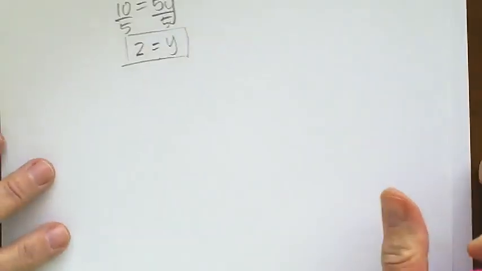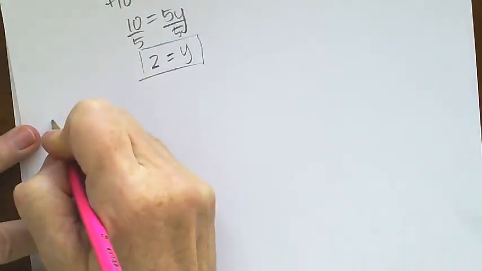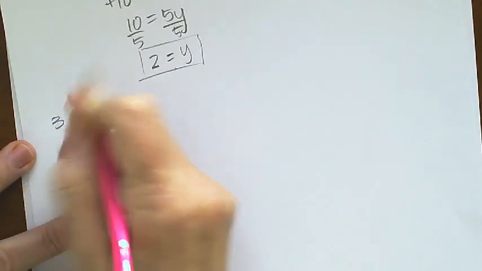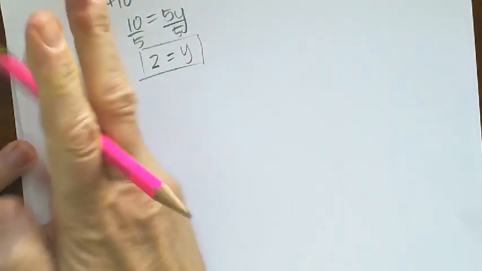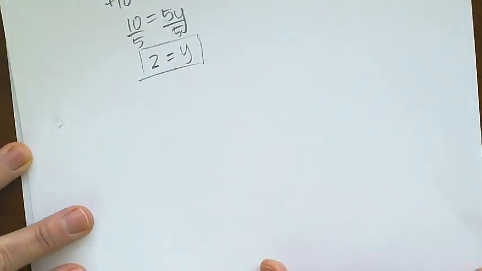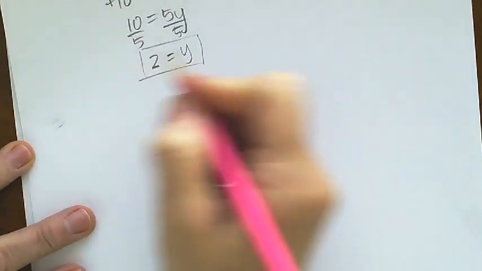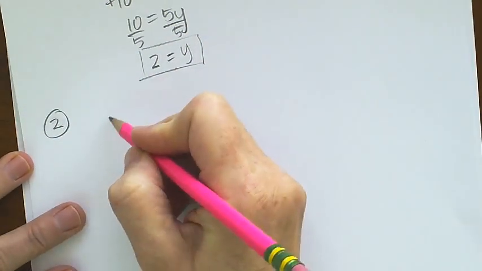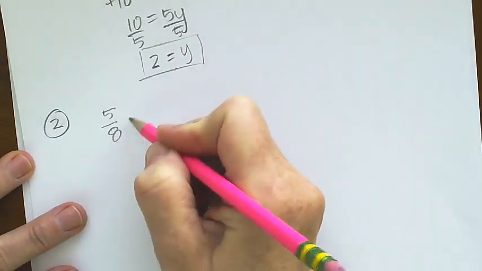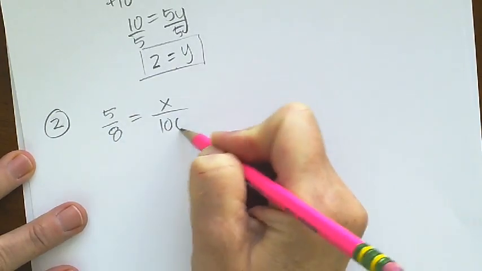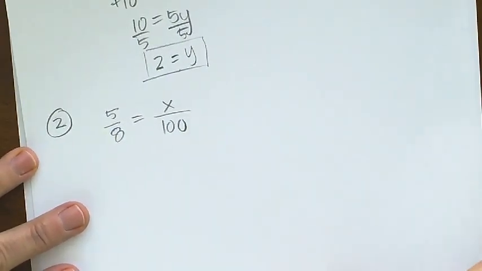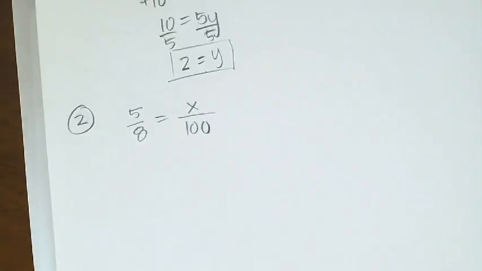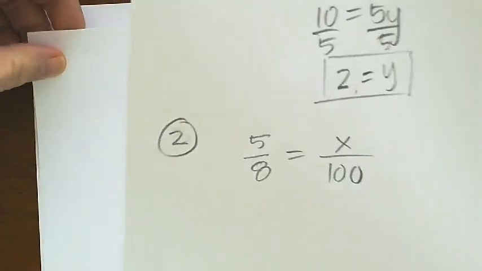For number 2, we have, what are we doing? I just did an odd one. I meant to do an even, darn it. Okay, well, let's do number 2. 5 over 8 equals x over 100, and then you could just save that other one for maybe get a new sheet of paper and do number 2 on a new sheet of paper.